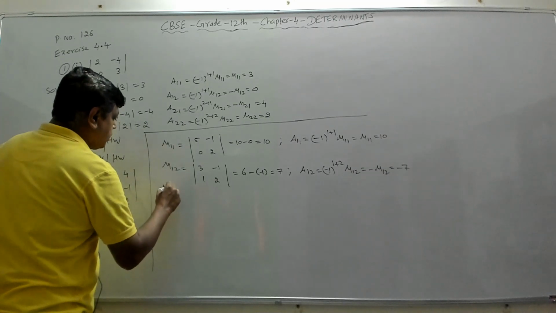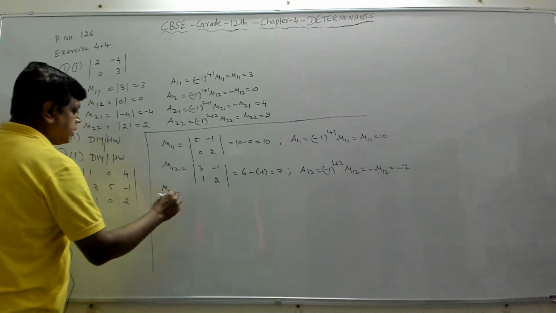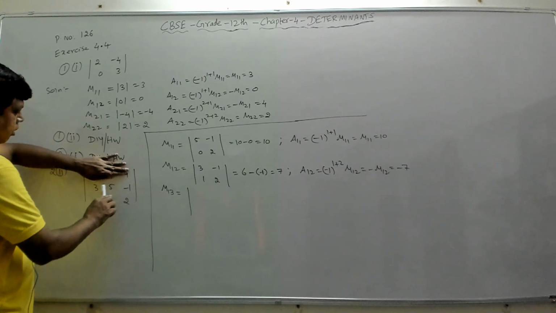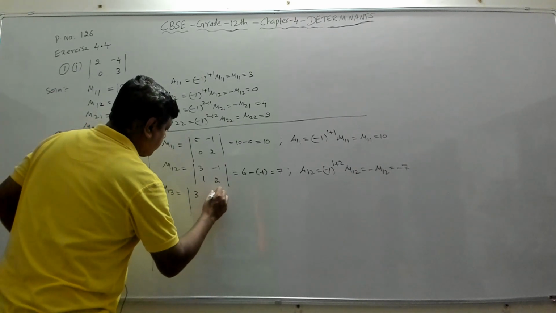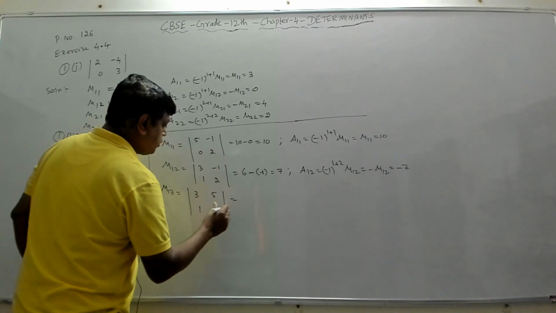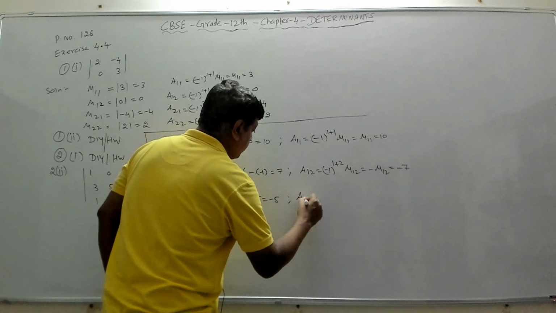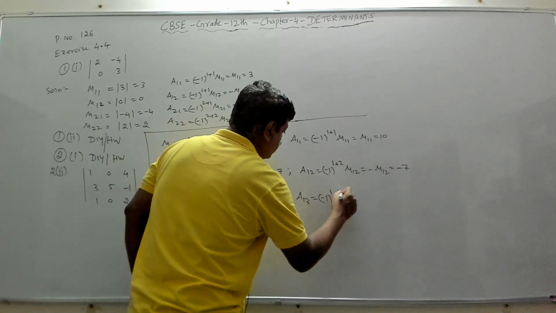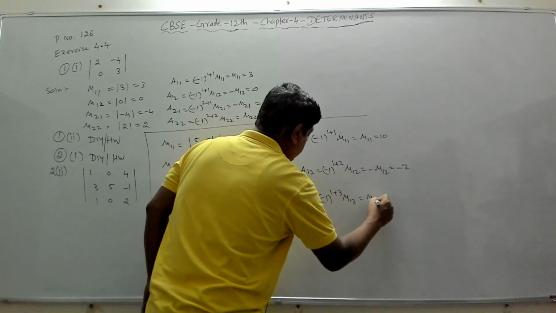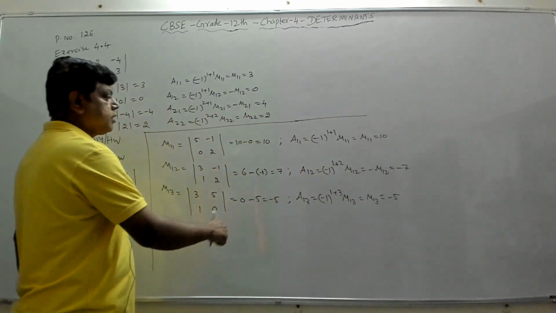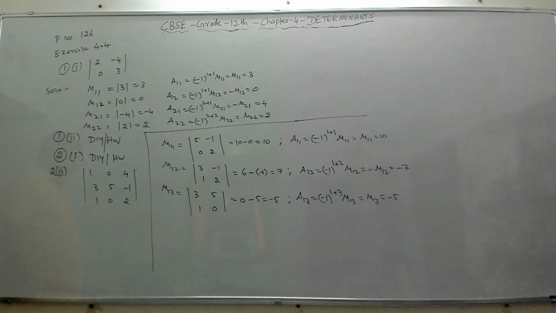So similarly M13, the minor of this element. That is defined as, you have to close this particular row, this particular column, 3 5 1 0. That is equal to 3 zeros are 0, minus 1 5s are 5, which is minus 5. So your A13 will be equal to minus 1 power 1 plus 3 M13, that is equal to M13, that is equal to minus 5. Is this clear? So I have done for the 3 elements.